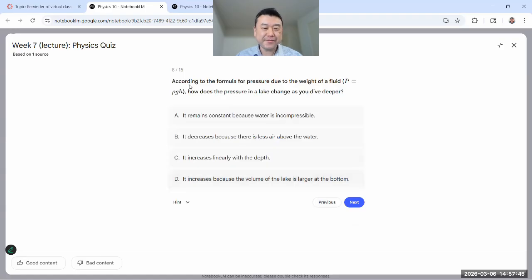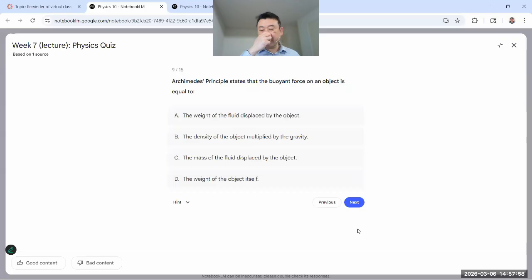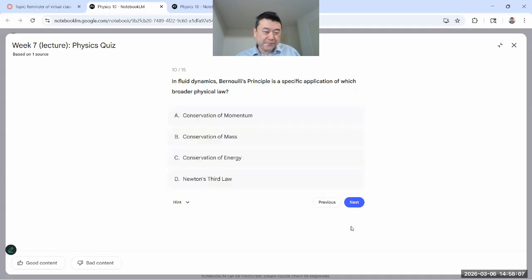Okay, the fluid: how does the pressure in a lake change? It increases linearly with depth? Sure. At least the gauge pressure does. Actually, I guess even absolute pressure does. It just doesn't have a zero origin. Archimedes' principle says the buoyant force on an object. Yeah, it's the same thing as your textbook because we both decided to cover Bernoulli's principle, a specific application of conservation of energy.